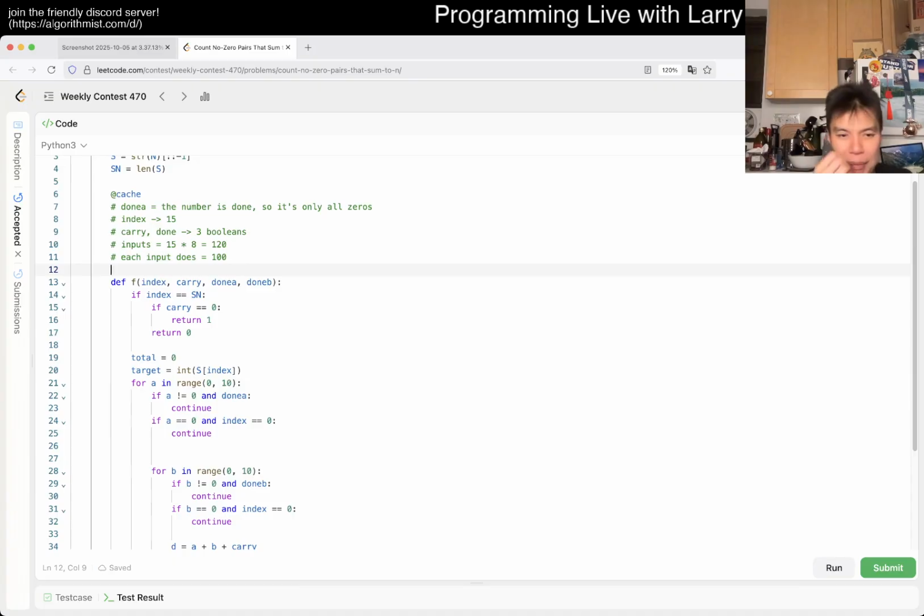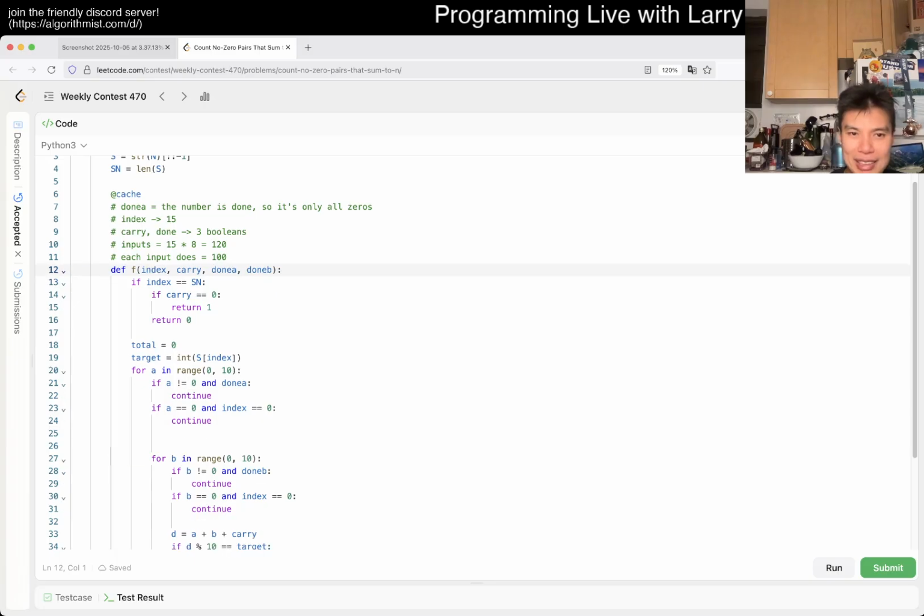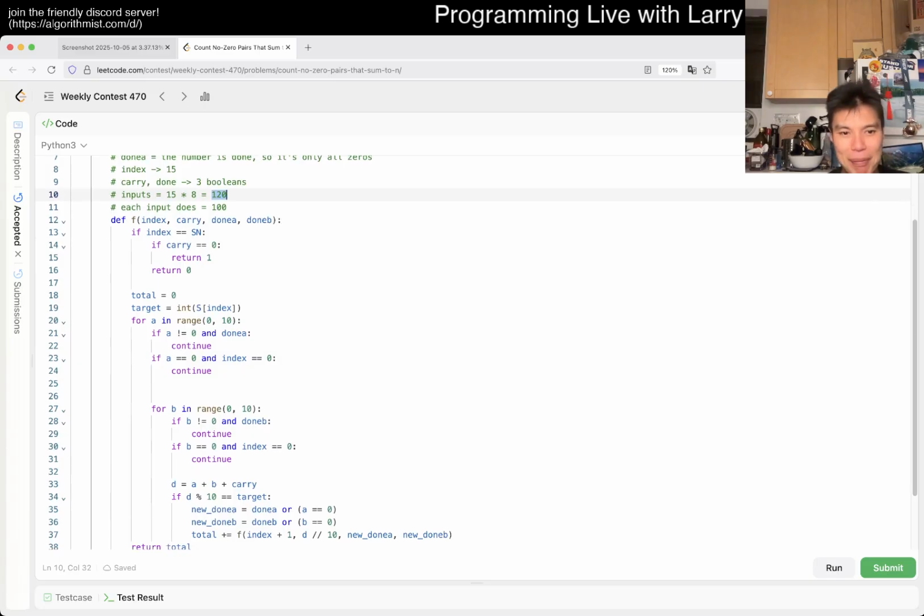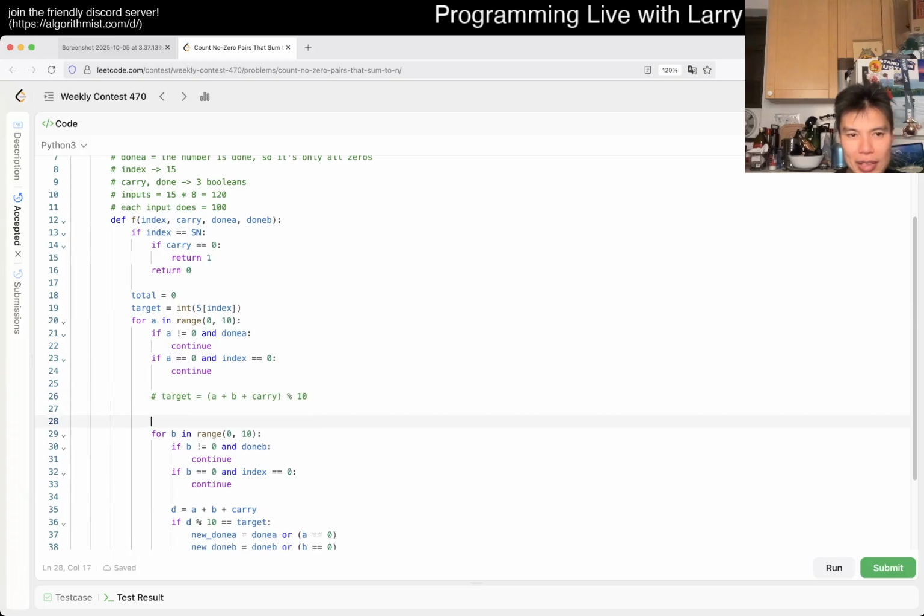This is why a lot of people got it so quickly, but I don't know, right? And you could even optimize this to 100 probably, but you don't even have to. That's my point. But I am going to do it for fun though, because it's so fun, right? Okay, so then you have target is equal to a plus b plus carry divided by mod 10, right? So this is what we have.